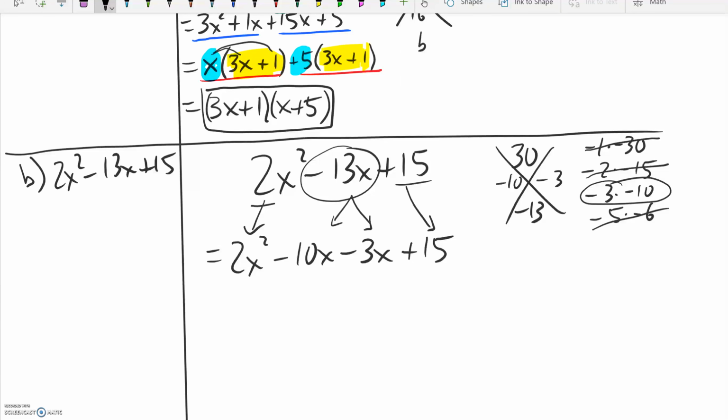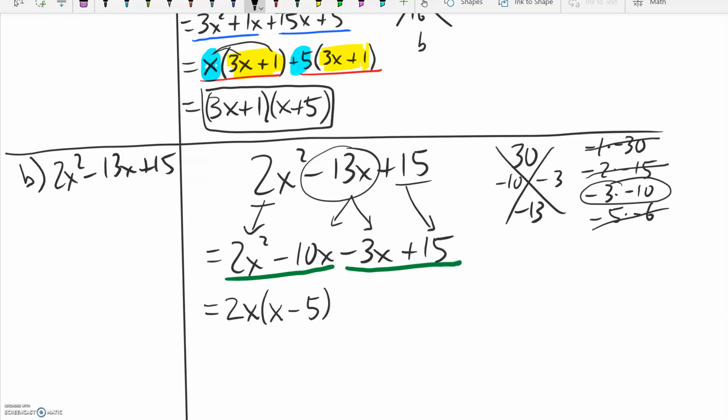Okay, so it's time for us to decide what's in common there, and then what's in common over there. So let's do that. I see a 2 goes into both of these, and they also both have an x. So let's pull an x out as well. And that leaves an x here because 2x times x is 2x squared, and then minus 5 because 2x times negative 5 is negative 10x.